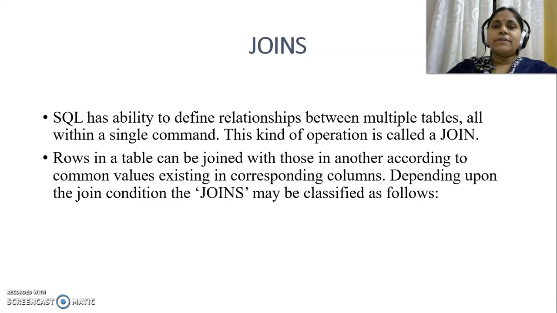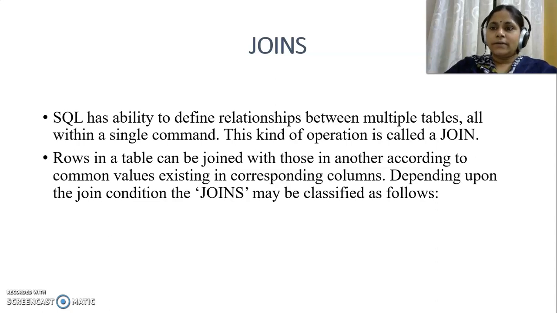Sometimes we have an employee table and a department table. We may want to join these two tables based on a certain relationship between them. For such situations, we will be using the join operation in SQL. The rows in a table can be joined with those in another according to the common values that exist in the corresponding columns. So, how we join the two tables is the criteria here.